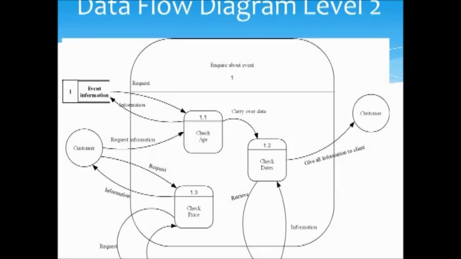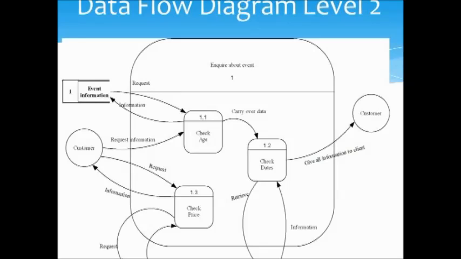Now one of the processes I thought would require more information on is a customer inquiring about an event. I see there are 3 stages in the customer inquiring about an event. The first stage would be the check age. The customer would ring up, request information about a comedy event, and one of the things he's got to first ask is, how old are you? A comedy event might be over 18, so he needs to know how old the people going are.